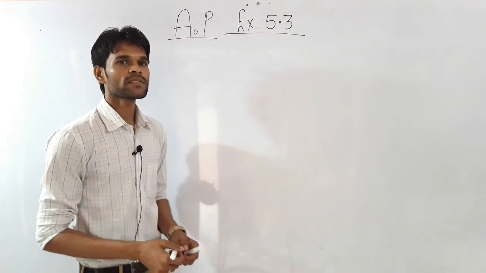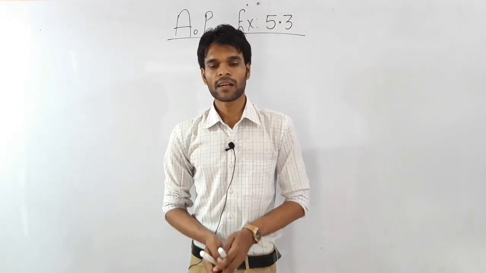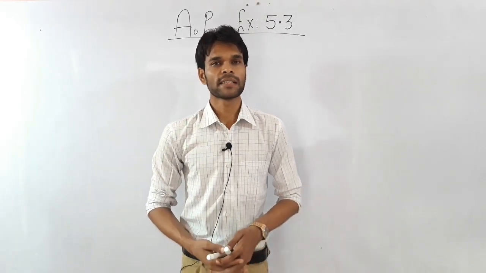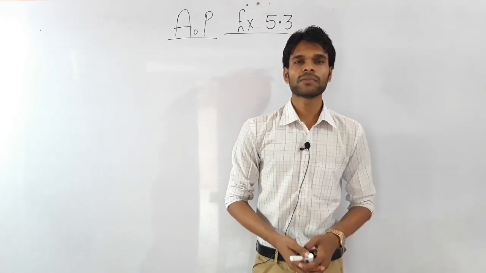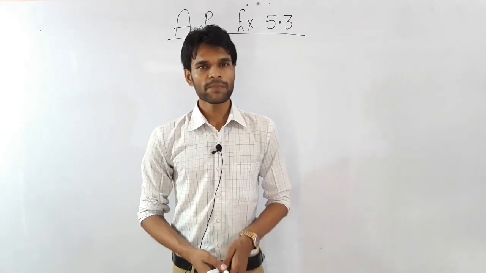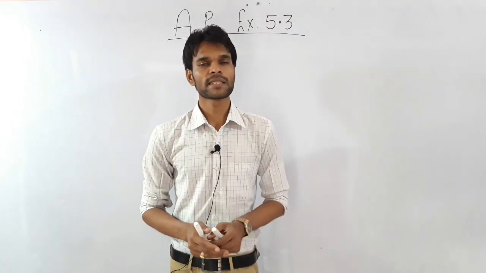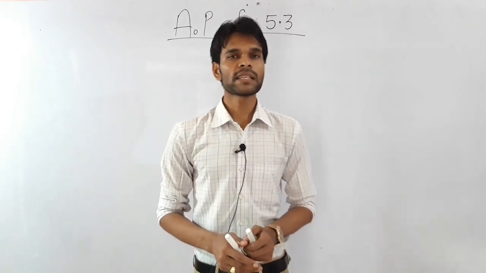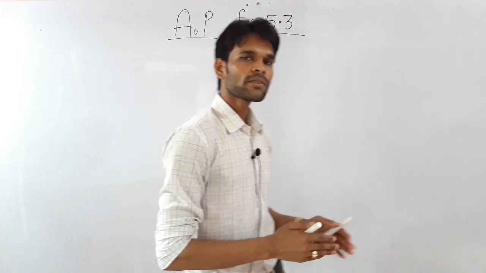The very first question of this session, that is question number 4 of the exercise, says: how many terms of the AP 9, 17, 25 and so on must be taken to give the sum of 636? So let's have a look over here.